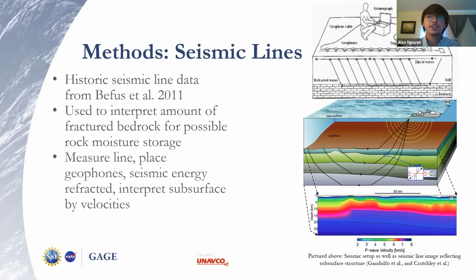Now, if we look at the image on the top right, we can see that the seismic refraction surveys were conducted by having these geophones here record the velocities at which seismic waves bounce off of rock. And from these velocities, we can interpret subsurface structure in terms of presence of fractured and weathered rock and its depth as well. In the bottom image, we can see how the seismic line image represents possible stratigraphic layers underneath the ocean in this case. So we qualitatively analyzed and interpreted the images from the previous study in relation to possible rock moisture storage.